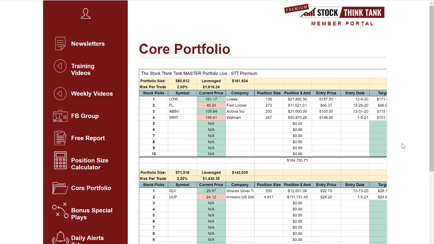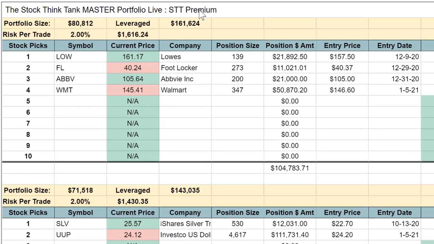But because at the Stock Think Tank, we not only give you the entry price, we give you the stop price that we're looking at. So now you know exactly what your risk is. For example, in Lowe's here, the entry price is $157.50. The initial stop was $146.45. Your risk is $11.05 per share.